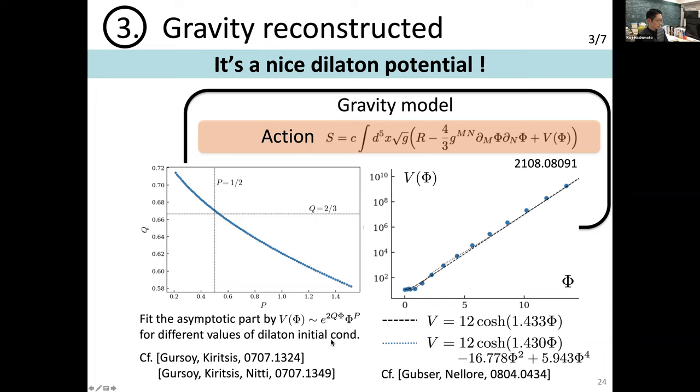So each of these dots fits well this large phi region. And in particular, what is interesting is that this part is very close to P equal to 1/2 and Q equal to 2/3. What is interesting about these numbers is that, in fact, if you choose these numbers, then you can find that the glueball spectra follow Regge behavior. It was proven in improved holographic QCD. So this means that our dilaton potential actually gives you the global Regge behavior. I don't know why, but somehow it's working well.